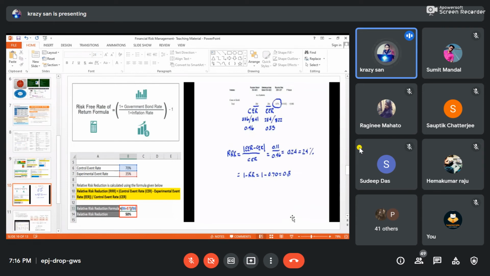Now, the risk-free rate of return formula was already discussed, but I will still try to make you understand that it is very important. We know the inflation rate; if it is 5%, it is 5%. If it is 10%, it changes, right? So the government bond rate also changes accordingly.